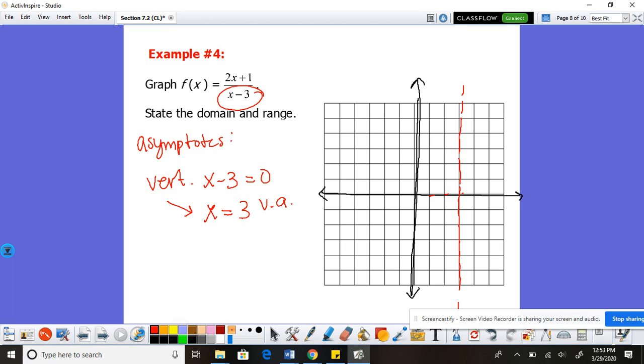Okay, now we want to find my horizontal asymptote. Now remember, horizontal is my A over C, so my ratio of this. Now remember, when nothing is in front of the x, we think of it as a 1. So my horizontal asymptote is when y equals 2 over 1, or just when y equals 2. This is my horizontal asymptote. So y equals 2, 1, 2.